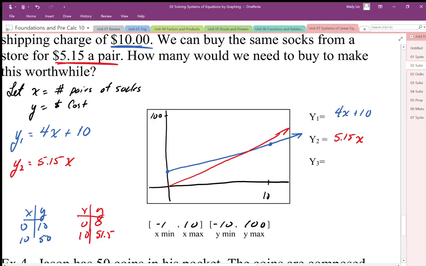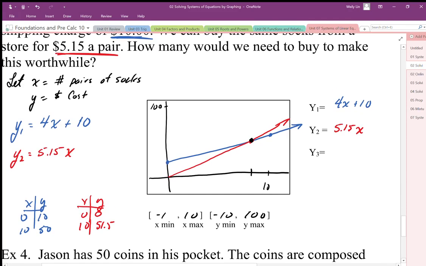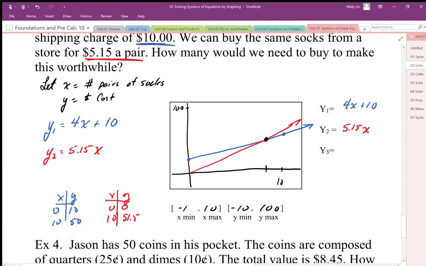And we want to figure out when these graphs are going to be the same. If I buy more socks than where they intersect, I want to buy the cheaper rate, which is $4 a pair. So the blue line. And if I buy less than that many socks, I want to use $5.15 a pair. So I need to solve for that intersection. I'm going to find out where these intersect by graphing these. So I'm going to go to my graphing tool.